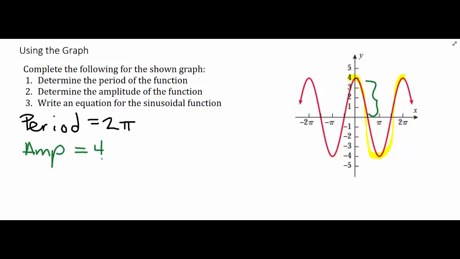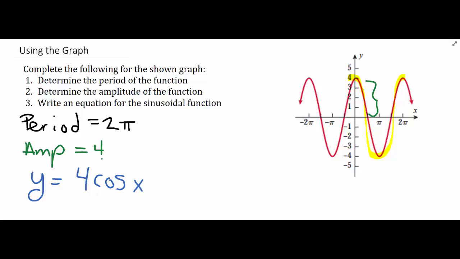And so we can come up with, since we know that this isn't horizontally shifted, we started with cosine, it's not vertically shifted because it's centered at the x-axis. So we know that our function is going to equal y equals 4 times the amplitude cosine, and it's our typical period, which is 2 pi, so it's just cosine of x.